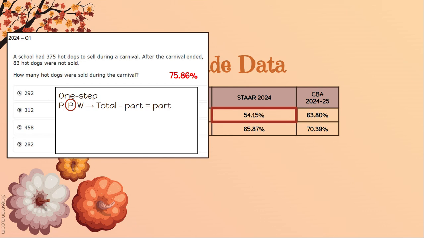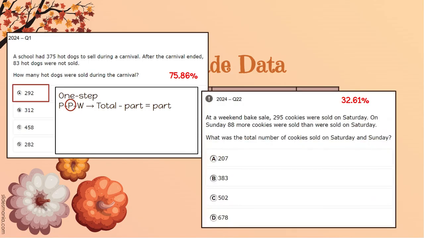So we know the total number of hot dogs. That total is made up of hot dogs that were sold and hot dogs that were not sold. We know how many were not sold. If we subtract the part we know from the total, we're left with the part that we don't know. So it's a 1-step problem, fairly simple structure. The other problem, though, only 32% of our kids got it right. So that's why it averages out to 50-something%.